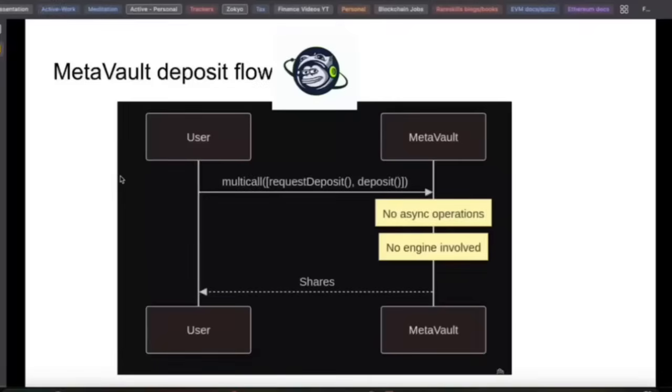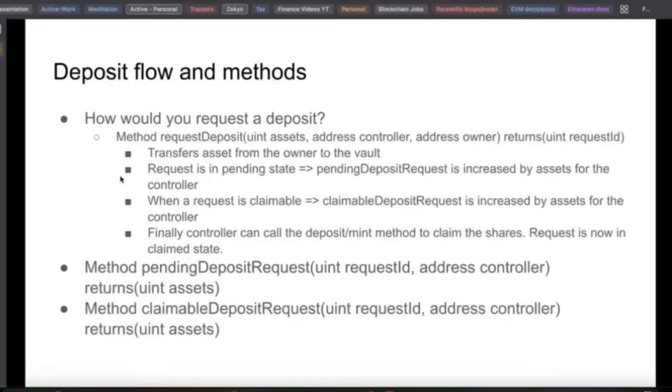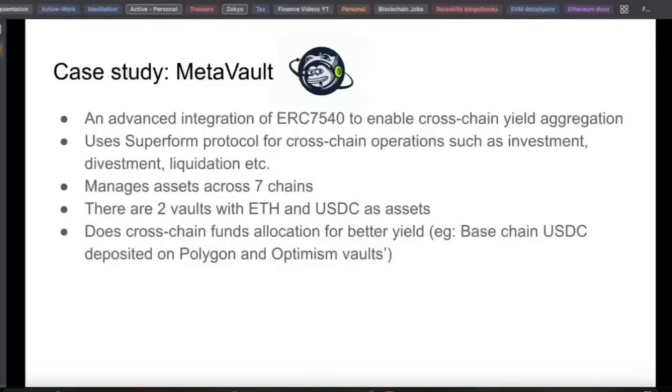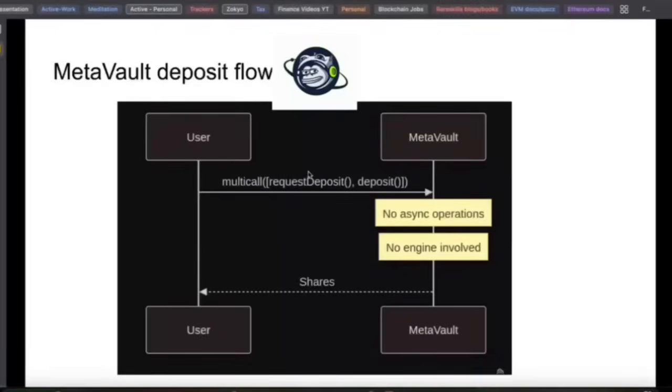So if we look at the MetaVault deposit flow, as we talked earlier, a protocol which implements ERC-7540 can have one or both as asynchronous, either deposit or redemption, right? So MetaVaults follow something similar.